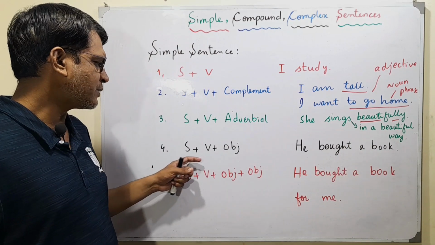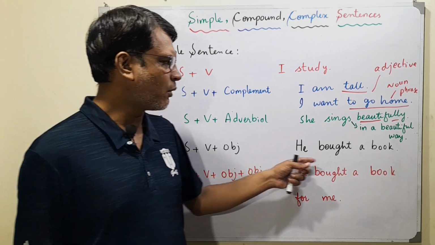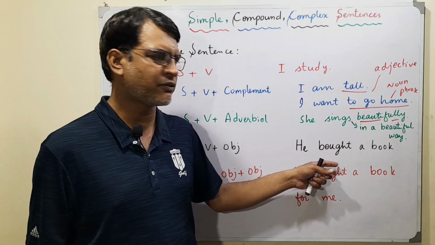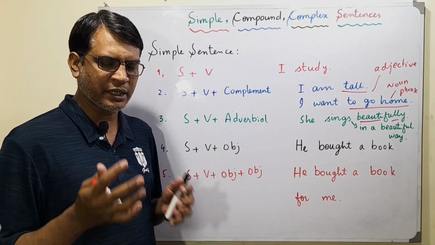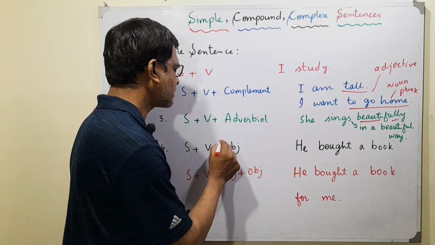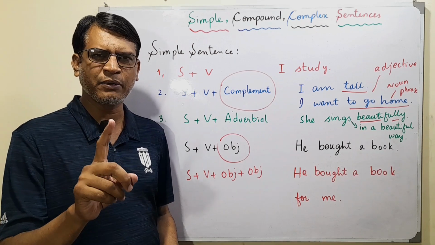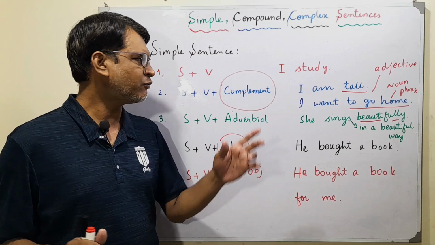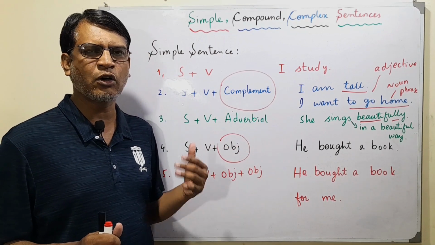Fourthly, subject, verb, and object. That is the most common one that we say. He bought a book. He is a subject, bought is a verb, a book is a noun, an object. Sometimes people are confused as to how to distinguish between an object and a complement. Well, just remember one thing: you can never make a passive of a complement, but you can always make a passive of an object.